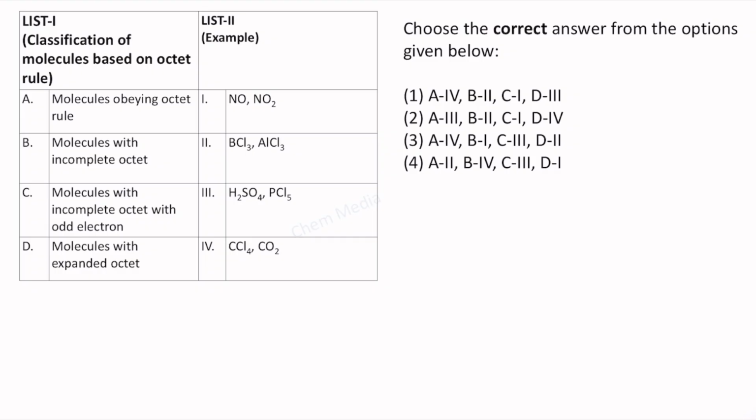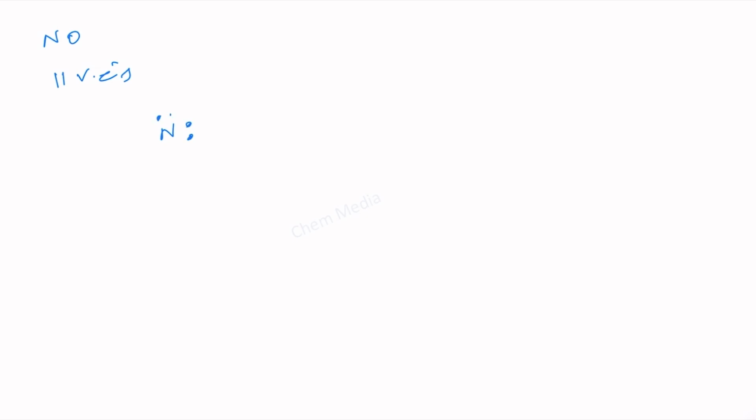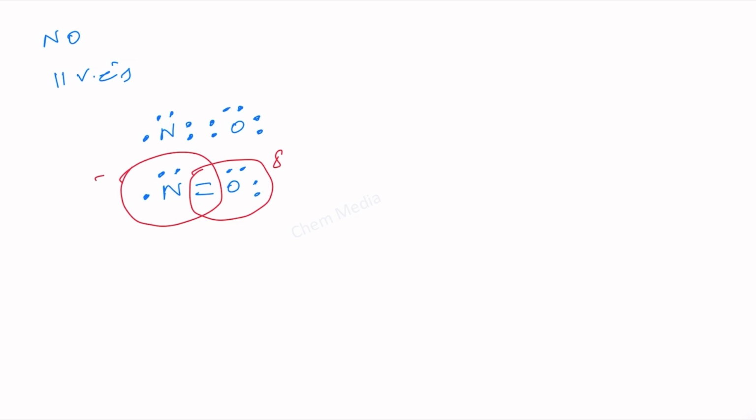For NO, the 11 valence electrons we can put this way. 1, 2, 3, 4, 5 for nitrogen, and for oxygen 1, 2, 3, 4, 5, 6. We can make 2 bonds, and then 4 electrons. So, that accounts for 8, 9, 10, 11. Now, here oxygen will obey the octet rule, but around nitrogen we have only 7 electrons. Therefore, this molecule as a whole does not obey the octet rule, and we have an odd number of electrons.